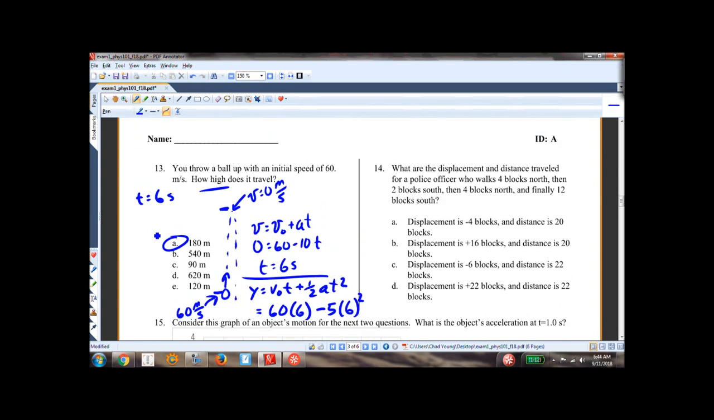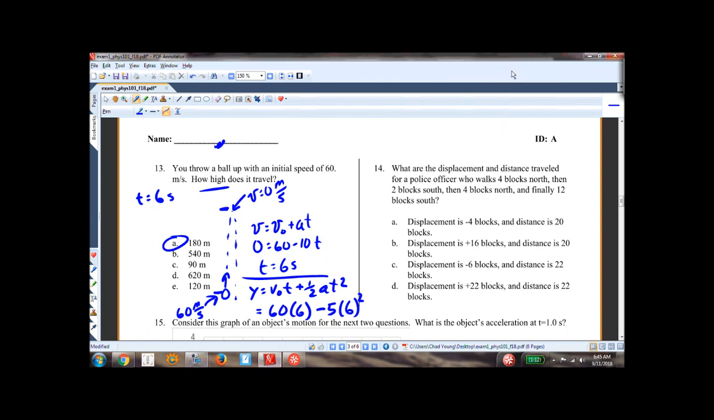And 14, what are the displacement and distance traveled by a police officer who walks 4 blocks north and 2 blocks south, 4 blocks north again, and finally 12 blocks south? I like the easiest way to do the displacement here is to give them signs. So you can draw a picture too, but I like just giving them signs. Sorry, I'll come back to this just a second.